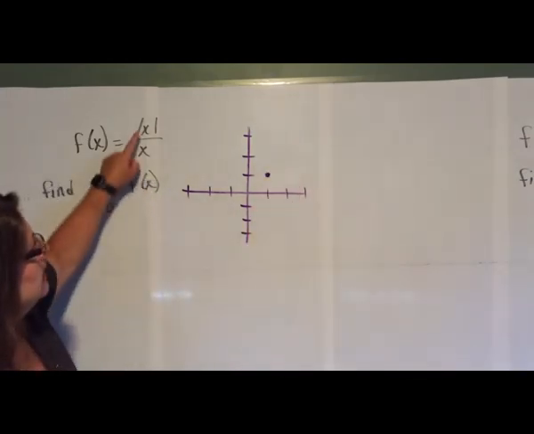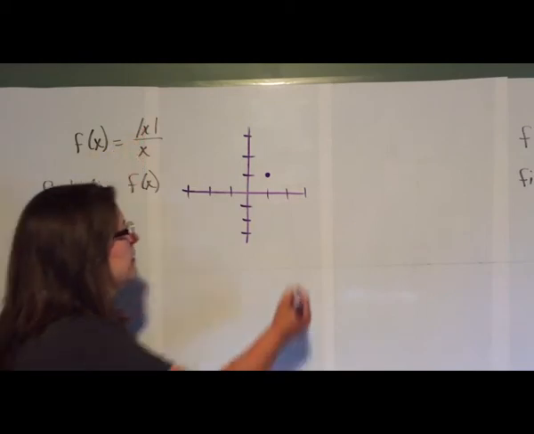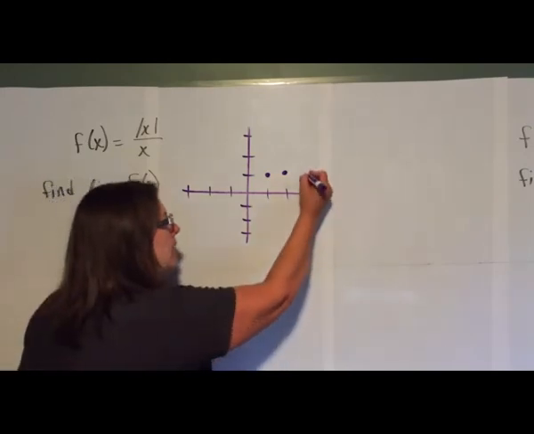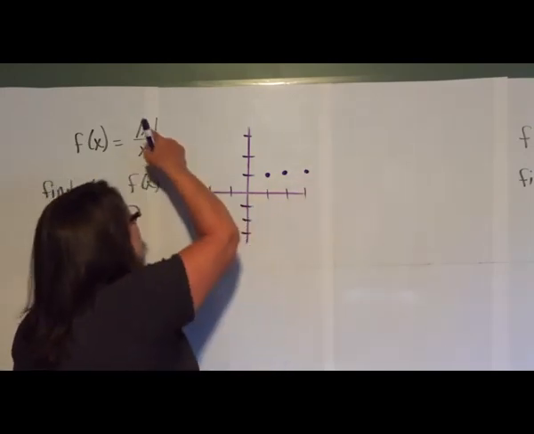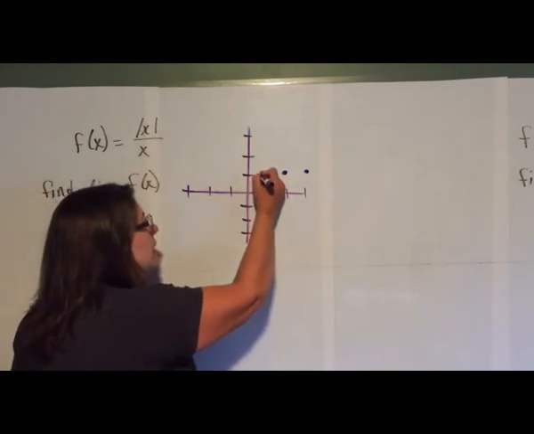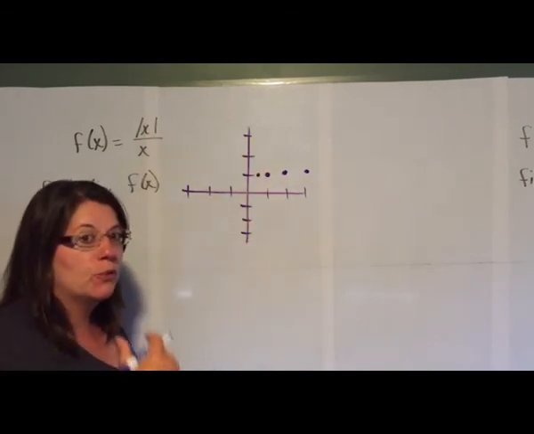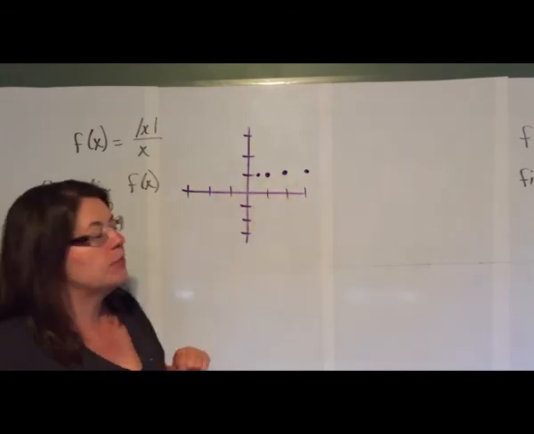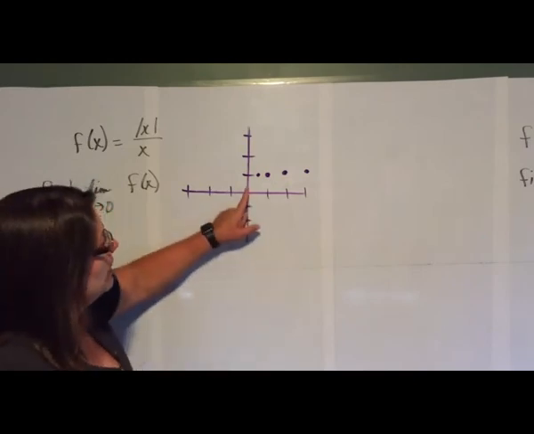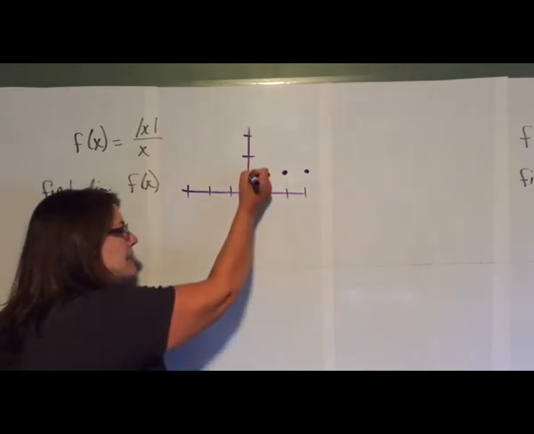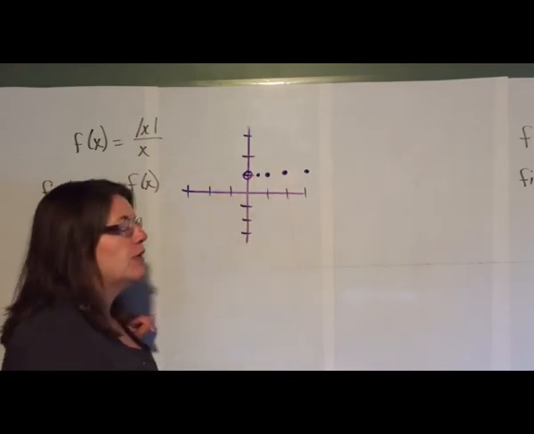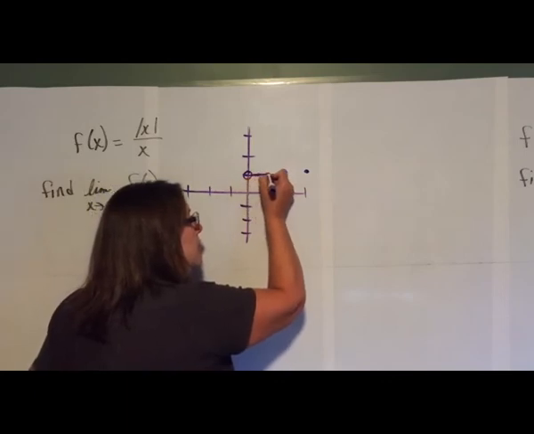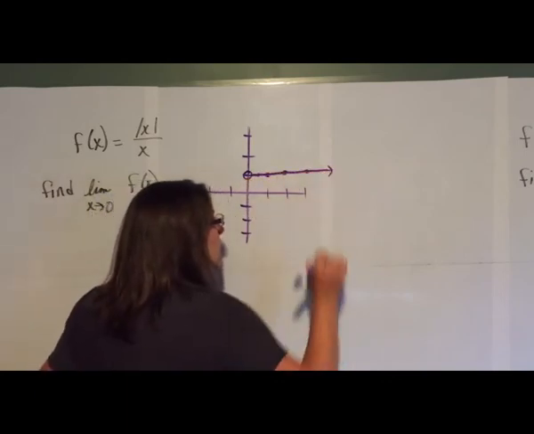If I plug 2 in, absolute value of 2 is 2 over 2 is 1, so again, we get 1. And in fact, no matter what the positive number, you're going to get 1. Even if I plug in a half, 1/2 over 1/2 is still 1. If I plug in 1/4, 1/4 over 1/4 is still 1. Okay? So it looks like here for the positives, everything is going to approach 1. The only thing I don't know is what's happening at 0. So I'm going to put an open circle there at 0 because I don't know what's happening there. But we know to the right of 0, for all positive numbers, our y value is going to be 1.